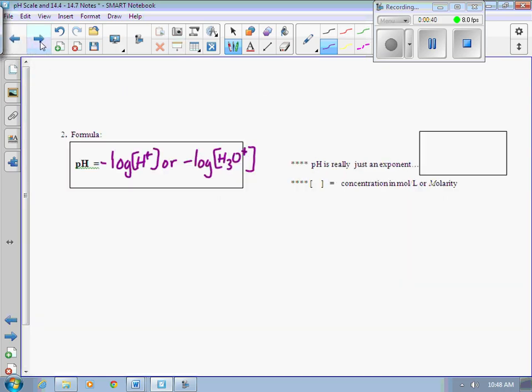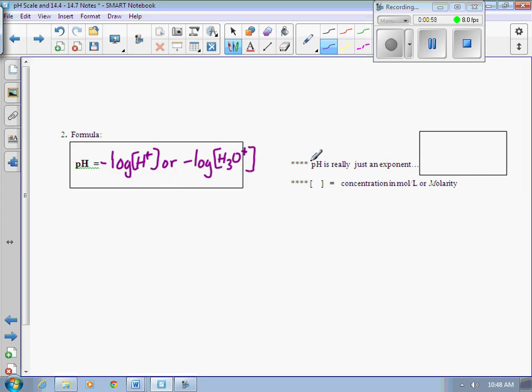All right, now, what is pH? You might remember this formula from last year, that pH is the negative log of the H plus ion concentration, or the negative log of the hydronium ion concentration. Either way, it's the exact same thing. Make sure that you pause and write this stuff down, okay?